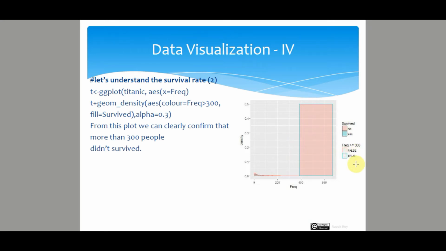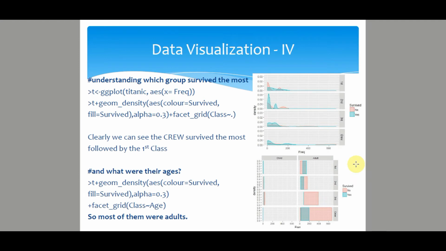Now, let's see which group survived the most. Again, in the geom density, we have AES color and fill is equal to survive with alpha is equal to 0.3. Then add column class in the facet grid. Clearly, we can see the crew survived the most, followed by the first class.